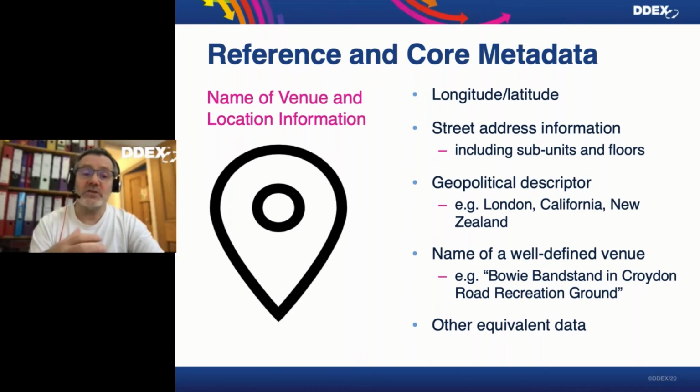And then you have just names of well-defined venues like the Bowie Bandstand and the Croydon Road Recreation Ground, or the International Space Station. And then, as many standards have, there's this other equivalent data, just some get-out-of-jail statement where we don't know exactly how to describe a specific venue.